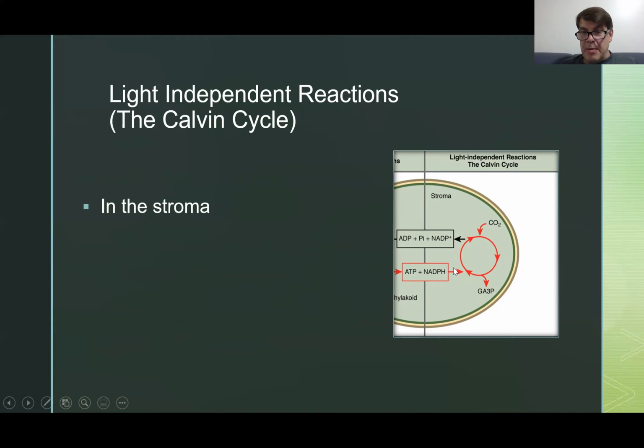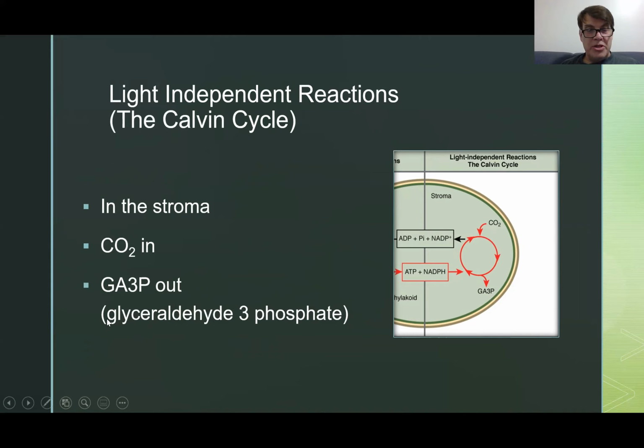So in the stroma is where the Calvin cycle takes place. And basically you take the ATP and the NADPH, and CO2 comes in and it produces G3P. Gasp. It produced the gasp. Anyway, CO2 comes in, and then G3P comes out, which stands for glyceraldehyde 3-phosphate, which means the phosphate's on the third carbon. So anyway, take 2 of these, and it makes a glucose, I think. So basically, it makes a sugar if you pair these up.